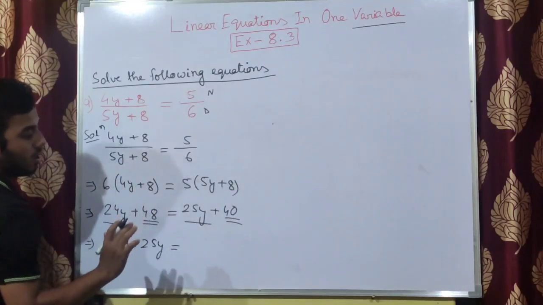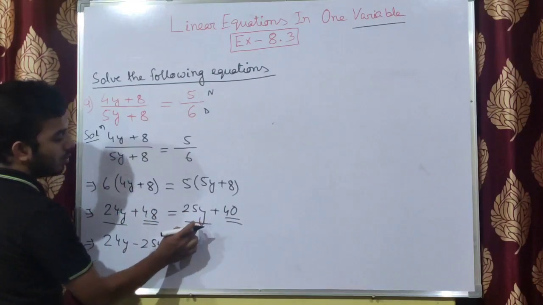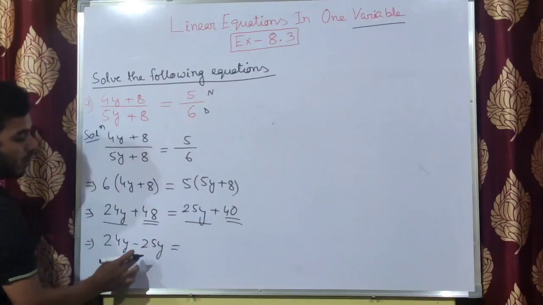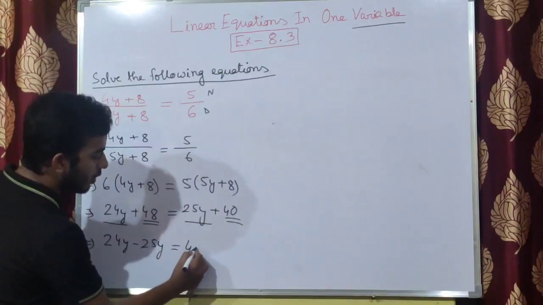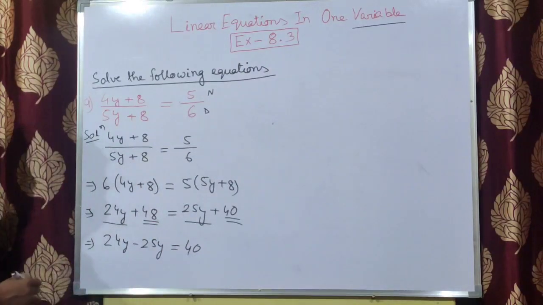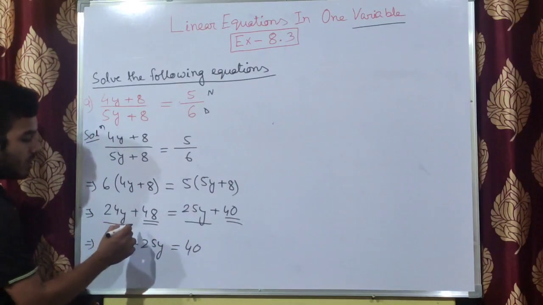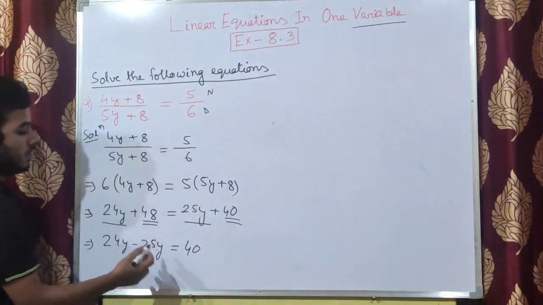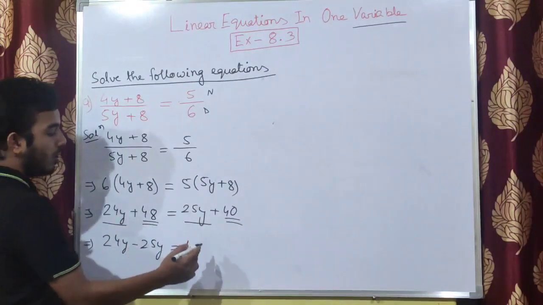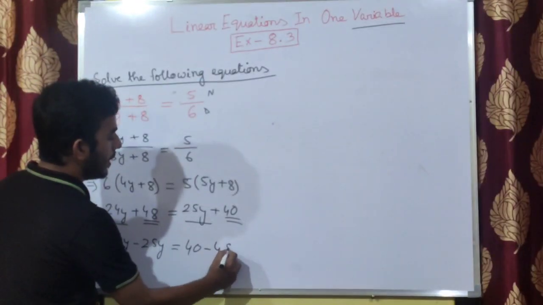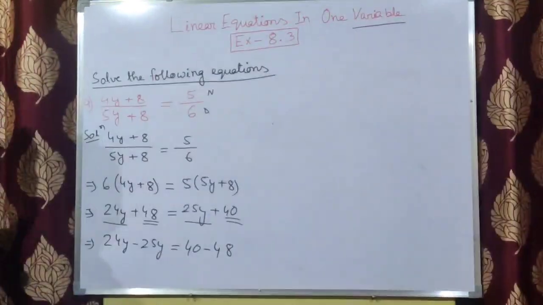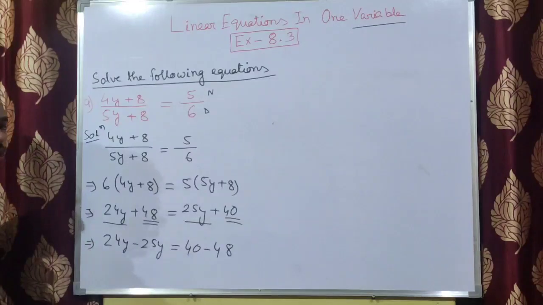Now we have already brought 25y to this side. So what is left in the right hand side? 40, yes, we will write 40. Now we will take the constant of the left hand side to the right hand side. As it was plus, when we change the side it will be minus. So it will be minus 48.